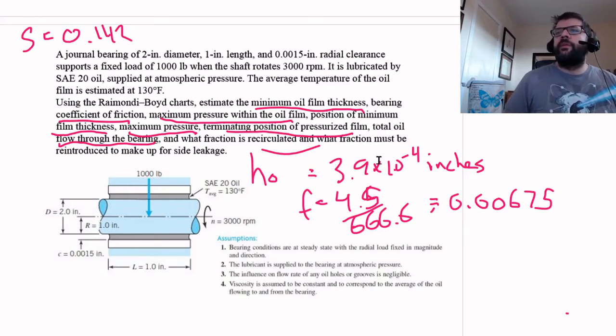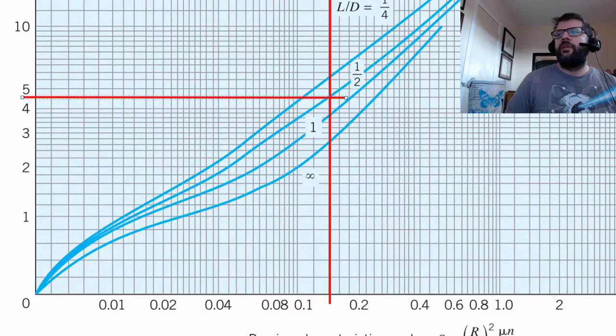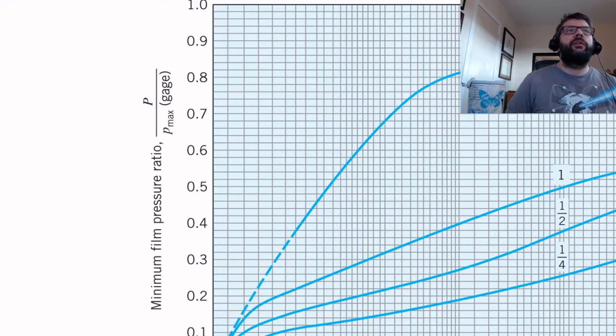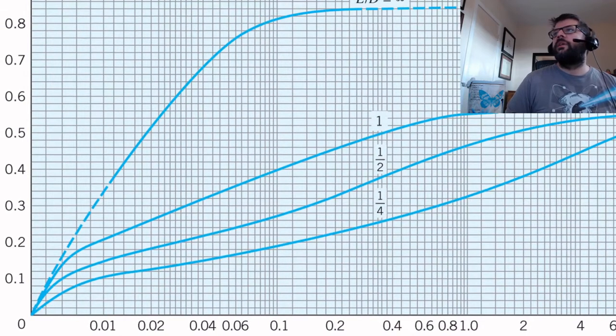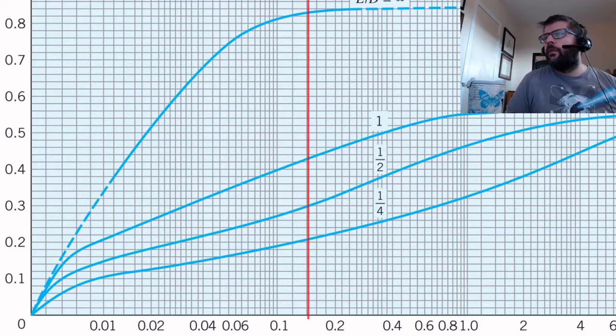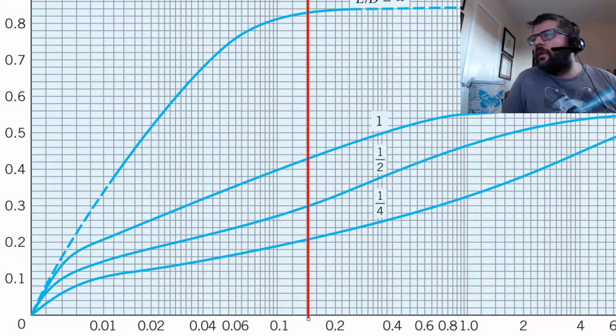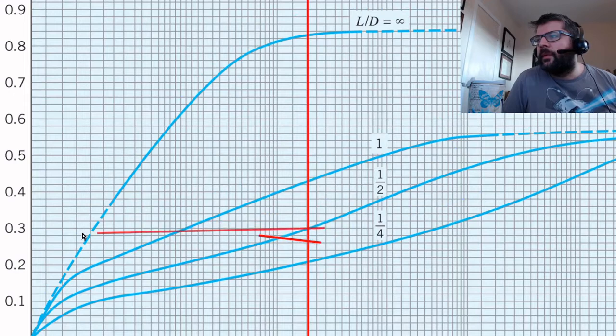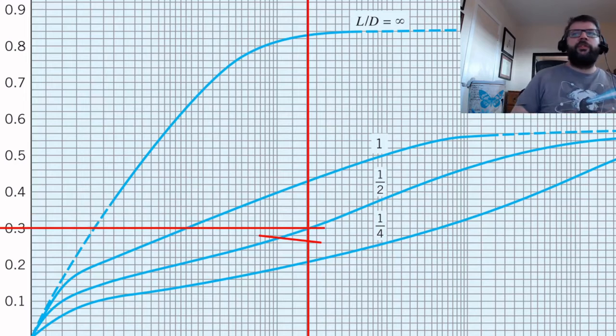Now, what's the next thing we're looking for? The maximum pressure within the oil film. Hey, look, that's the next one too. So, similar idea. We're just above this line, and this is the second line from the bottom this time. So, that intersection to me looks like, oh, no. Accidentally clicked on the wrong spot. There we go. Looks to be like exactly 0.3.